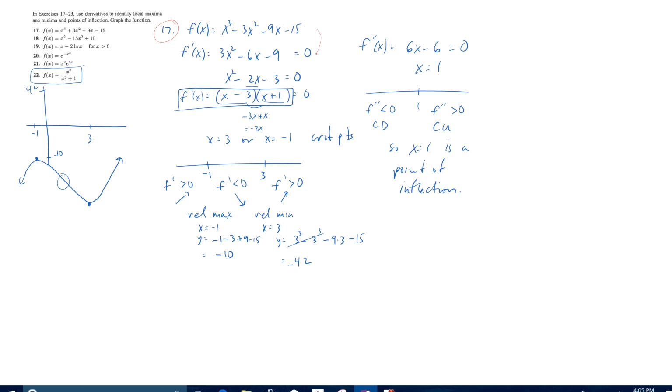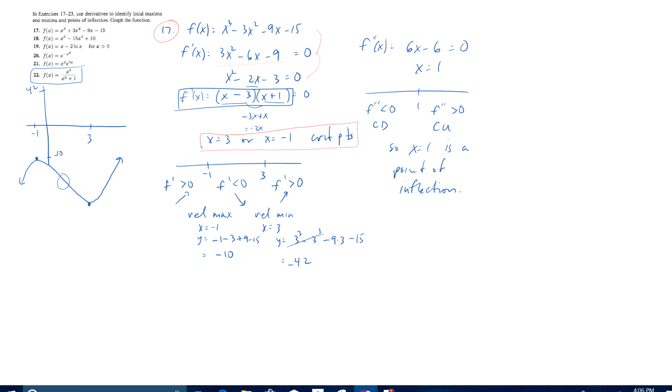I took the derivative and set it equal to 0. There's no place where it's undefined. If I divide both sides by 3, I get x squared minus 2x minus 3. Then I factor that, set it equal to 0, and I get x is 3 or negative 1. Those are my critical points.